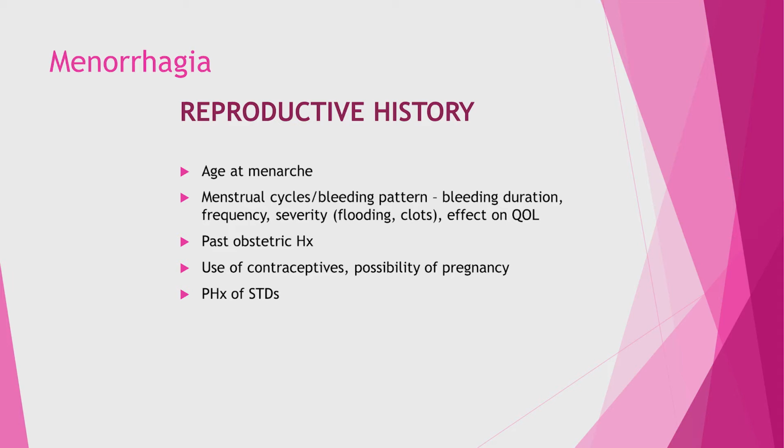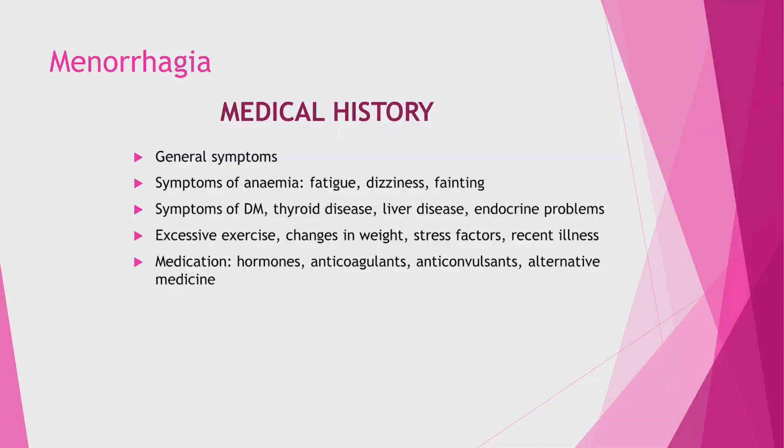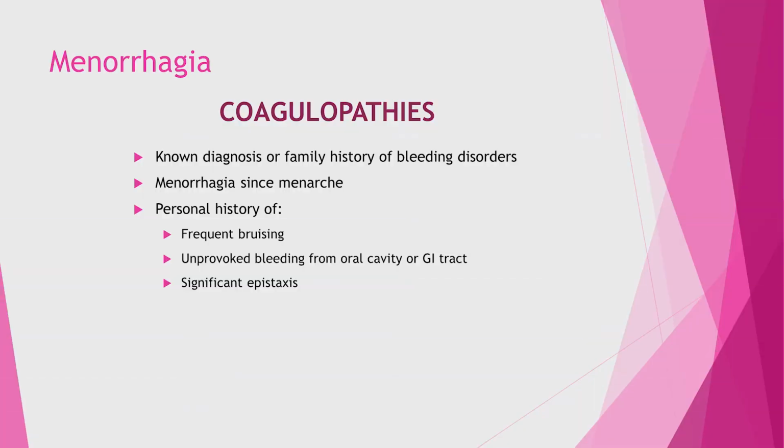Other important things in reproductive history are the use of contraceptives, the possibility of pregnancy, and STI history. In her medical history, elicit symptoms of anemia or symptoms of other endocrine diseases such as PCOS. Coagulopathies are something we should think about in the young patient. So 20 to 50% of adolescents with menorrhagia from menarche will have a problem. Patients in general that have a family history of bleeding disorder or frequent bruising or unexplained bleeding from the GI tract should be investigated.